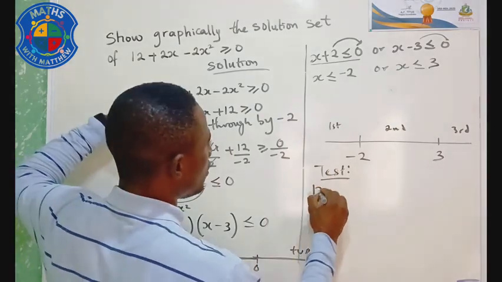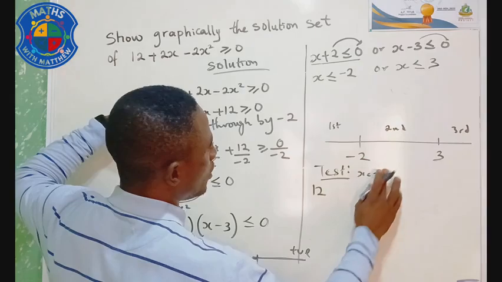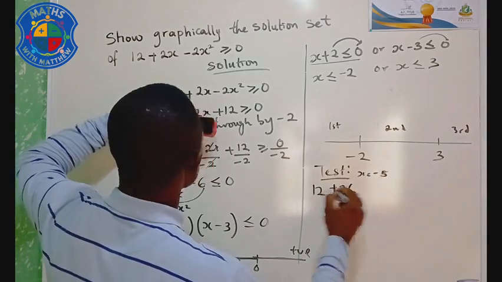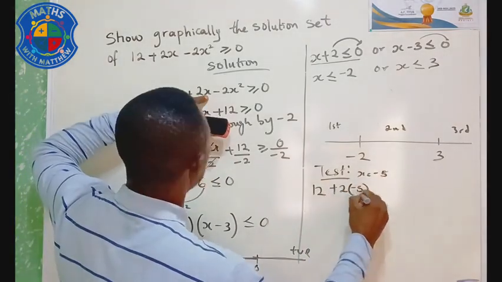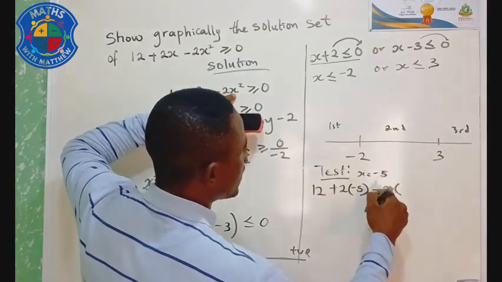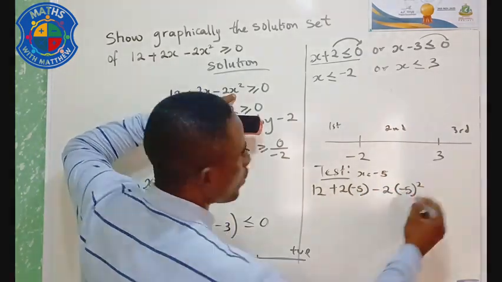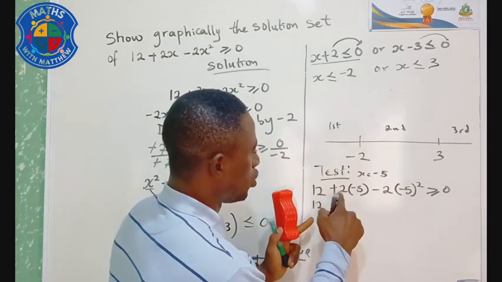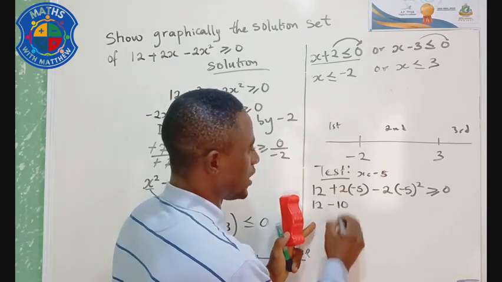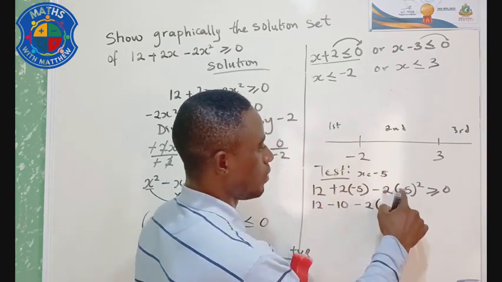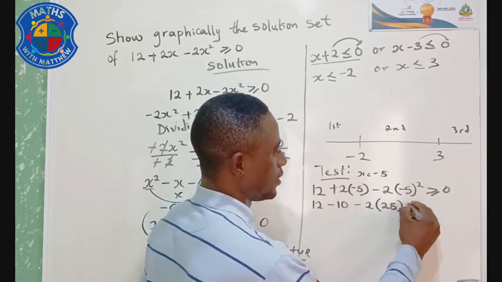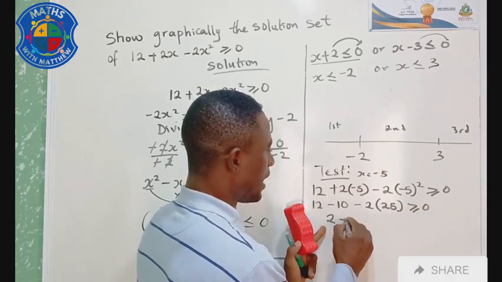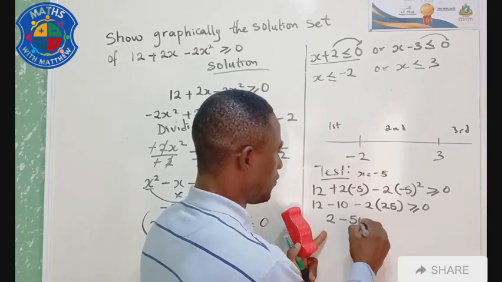We have 12. When x is minus 3, or let's say when x is minus 5, we have 12 plus 2 into bracket, our x is what? Minus 5, minus 2 into bracket minus 5 squared. We are now checking, is it going to be greater than or equal to 0? This is 12 plus 2 times minus 5, which is minus 10, minus 2 into minus 5 squared, giving us 25. So we can say 12 minus 10 giving us 2, minus 2 times 25 giving us 50, greater than or equal to 0.